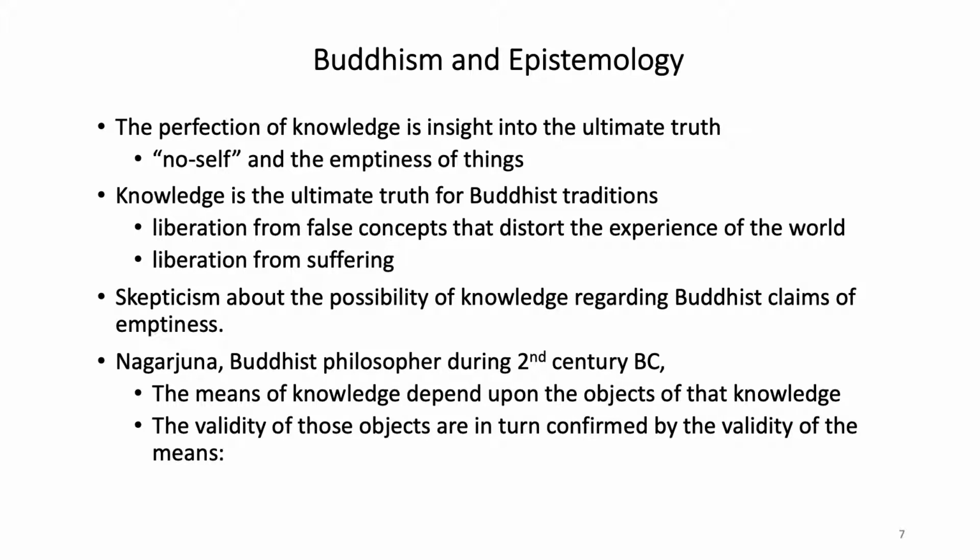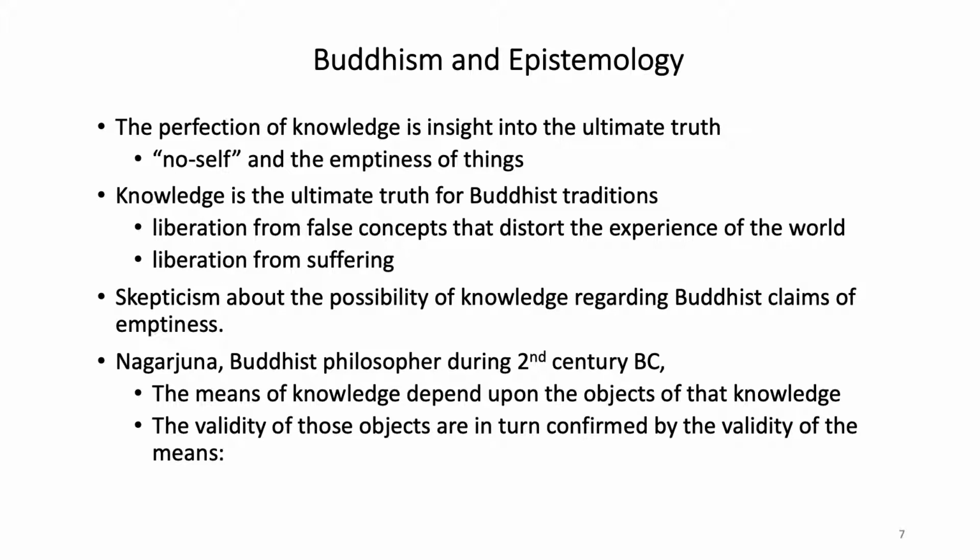The perfection of knowledge is insight into the ultimate truth, such as no self and emptiness of things. For the Buddhist tradition, knowledge of the ultimate truth is the most important type of knowledge because it enables liberation from false concepts. And false concepts distort the experience of the world and bring suffering.